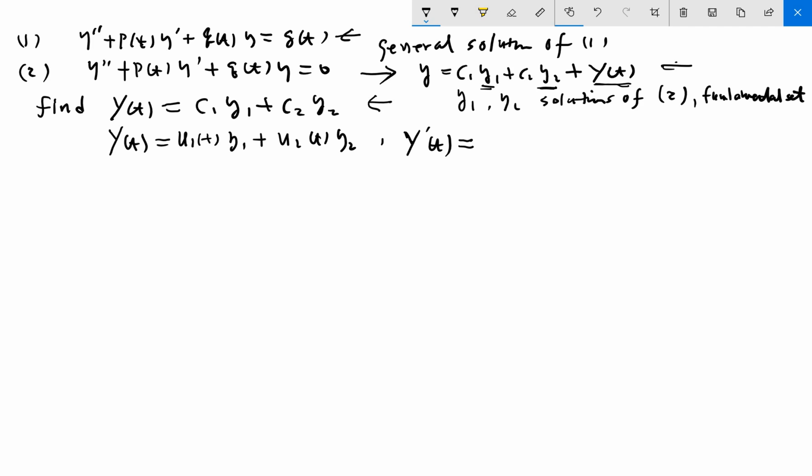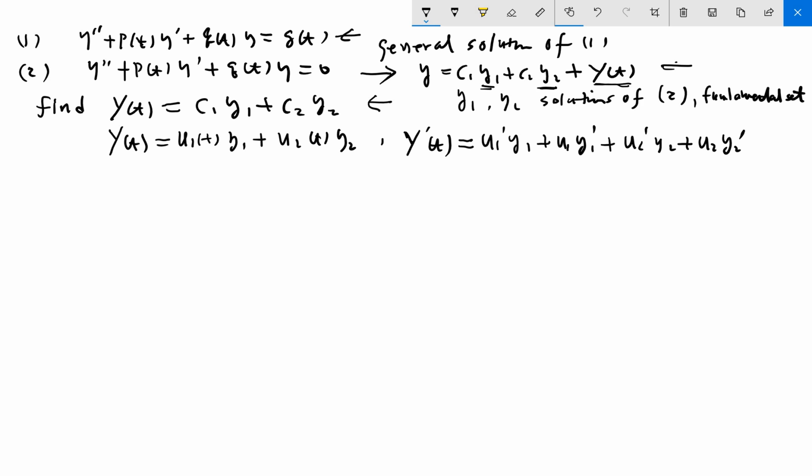Now let's take a derivative. u1 times y1, they're both functions of t, so use the product rule. That gives u1 prime y1 plus u1 y1 prime, then plus u2 prime y2 plus u2 y2 prime. Now we want to choose u1 and u2 such that capital Y satisfies equation 1. So we have only one equation for u1 and u2 to satisfy, but we have 2 unknowns, so we can pose another condition. You take the derivative once, and you already have 4 terms.